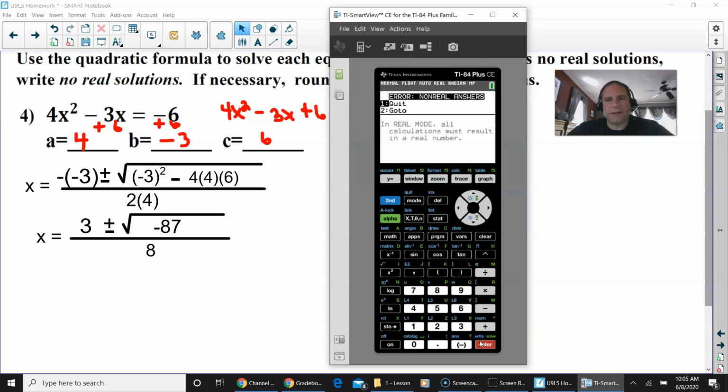It gives you an error, and it says non-real answers. That is saying that you can't take the square root of a negative number. So that's what you have to put down. Remember, there is no solution. There is no square root of a negative number.